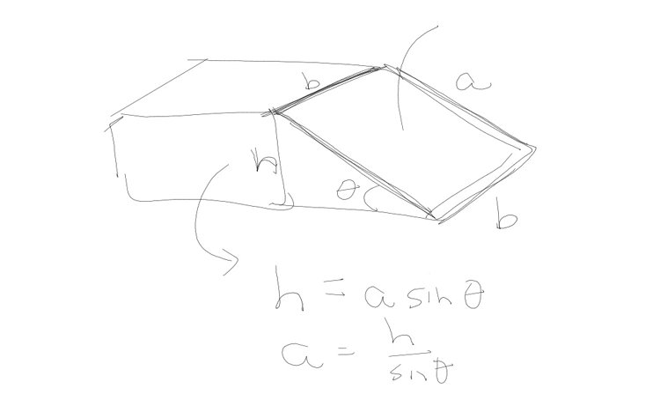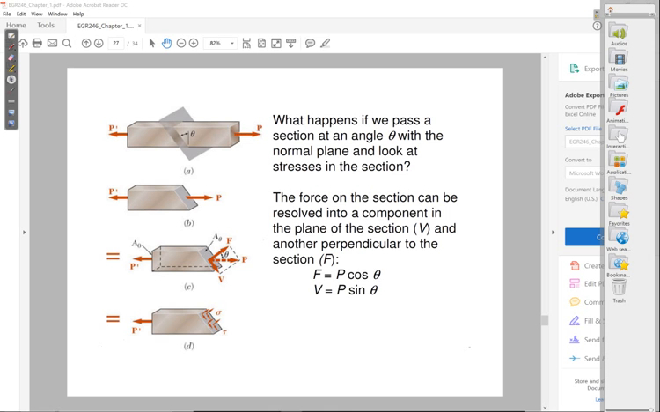So what is this area here? This area is equal to b times h over sine theta, bh over sine theta. That's my new area. So when you calculate those stresses, you're going to have P sine theta over bh over sine theta, and you have P cosine theta over bh over sine theta, and so on. That's what all of this is going through.